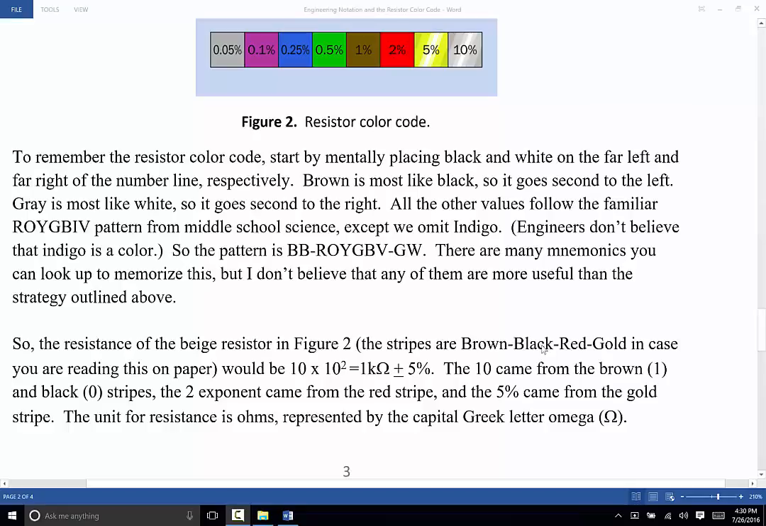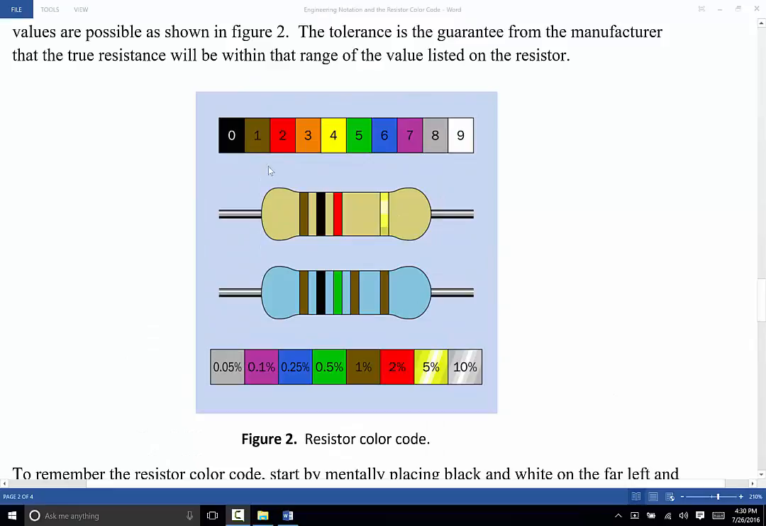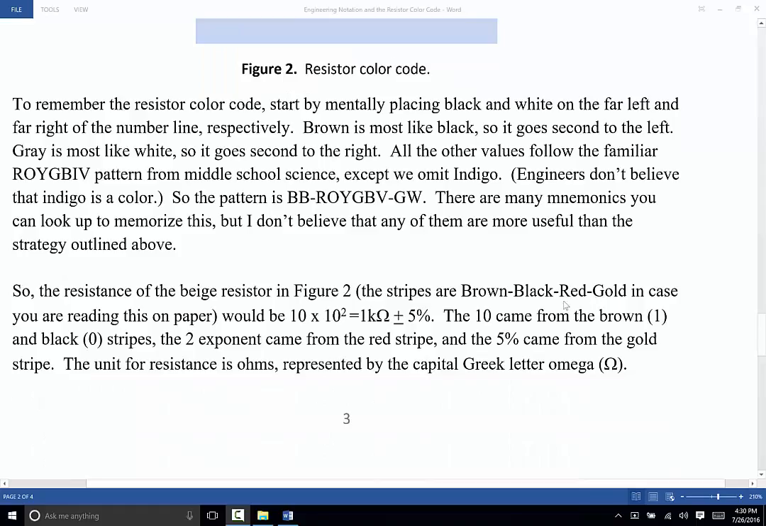That's my coefficient. And because there are only 4 stripes, I know that there are only 2 of the stripes used for the coefficient. Then the red, that's going to correspond to the exponent, to the power of 10. Scrolling back up here, red, well, that's a 2. So that's going to mean 10 to the second power. So I'm going to have 1, 0 that comes from the brown and black. I'm going to have 10 to the second power, which comes from red. So 1, 0 times 10 to the second power. This is 10 times 100. 10 times 100 is 1,000. And as an engineer, we represent this as 1 kiloohm.